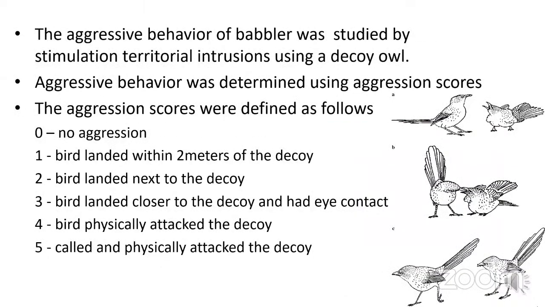Now, to study the aggressive behavior, a decoy owl and a speaker were set up in a few locations in the selected landscape. Then the call playback was played at natural volume for about 2 minutes or until the birds recognized it. This technique is called simulated territorial intrusion. Based on the set aggression scores as mentioned on this slide, the aggressive behavior was then determined, taking 0 to 2 as scores for non-aggressive behavior and 3 to 5 as scores for aggressive behavior.